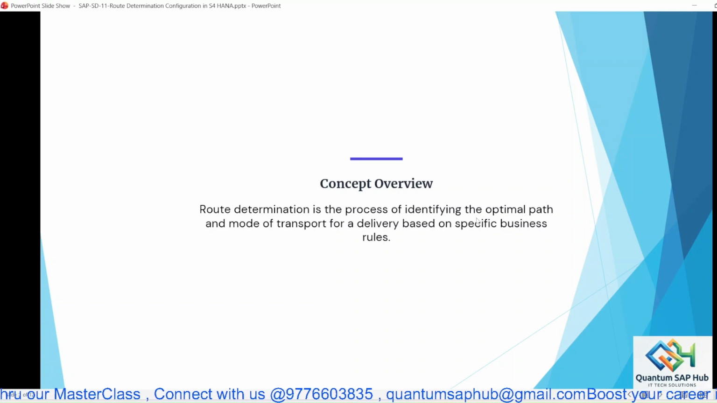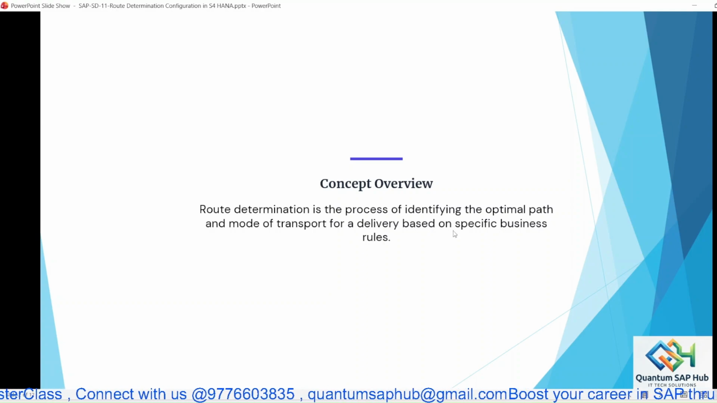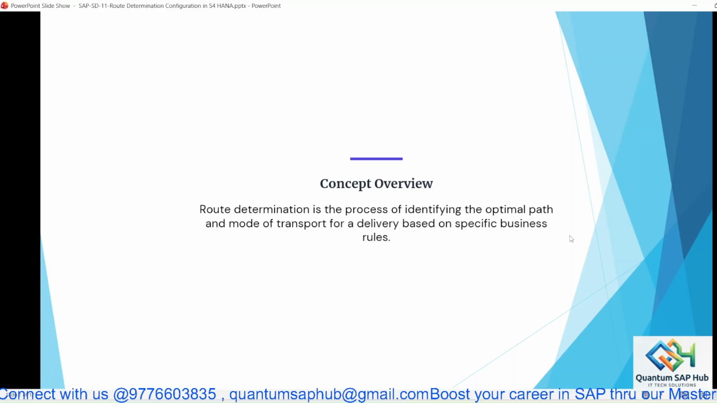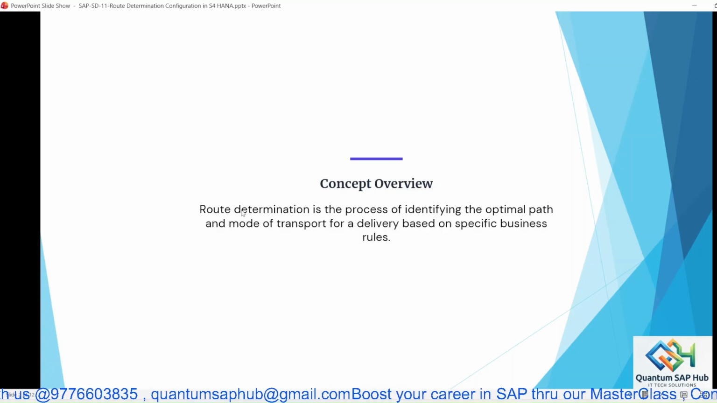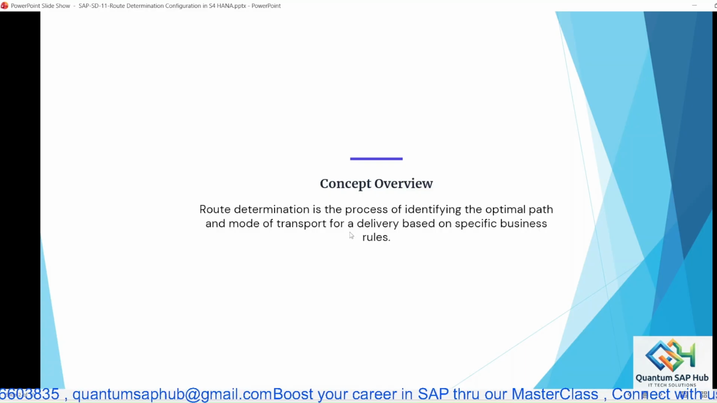So the system will understand what is the optimal path or mode of transport. Where do the business rules come from? These determination rules are maintained so that when you create a sales order, the route is determined.